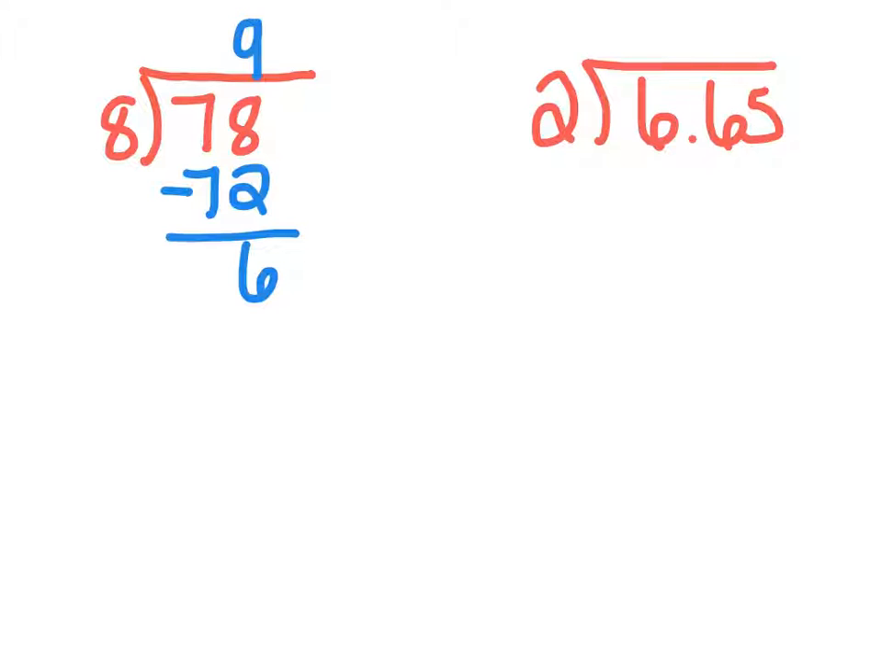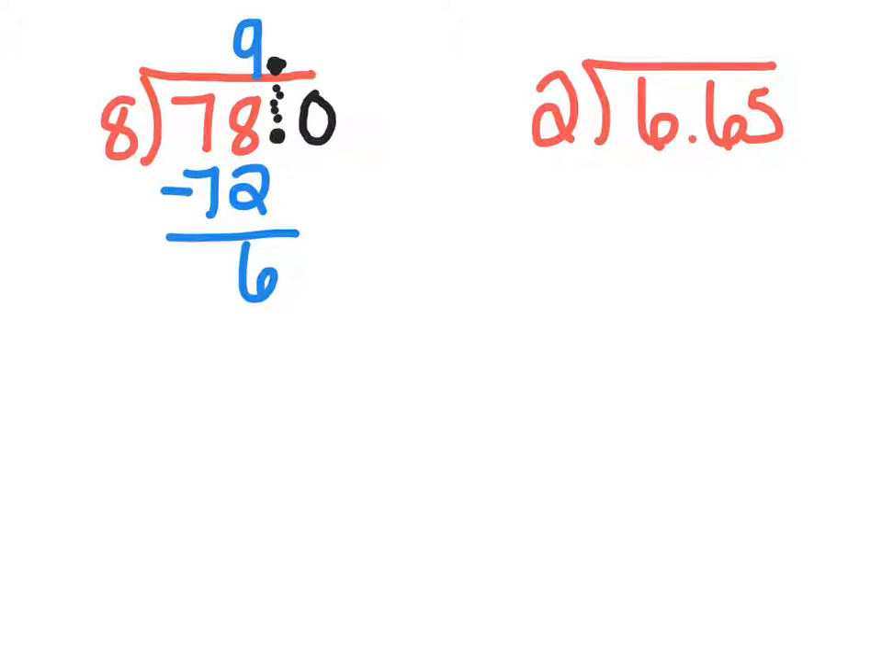Now, before, we would simply say that the answer was 9 with a remainder of 6. But now, we know that we can actually continue dividing. All you have to do is add a decimal to the end of the whole number dividend, and then bring that decimal up above, and add a 0 after.